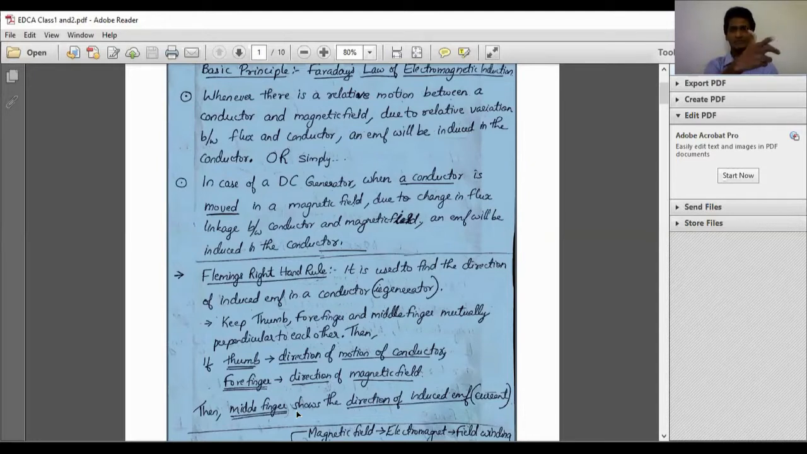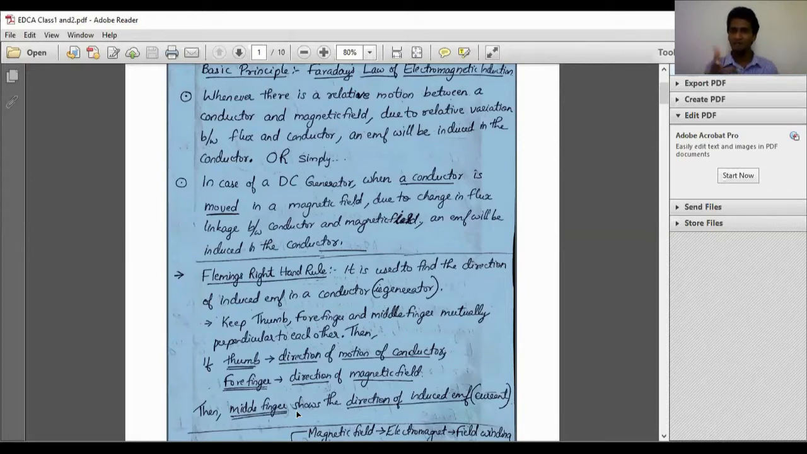These three fingers are kept mutually perpendicular so that the thumb shows the motion of the conductor, the forefinger shows the magnetic field direction, and then the middle finger will give the direction of induced EMF. So let us say Fleming's right hand rule again.